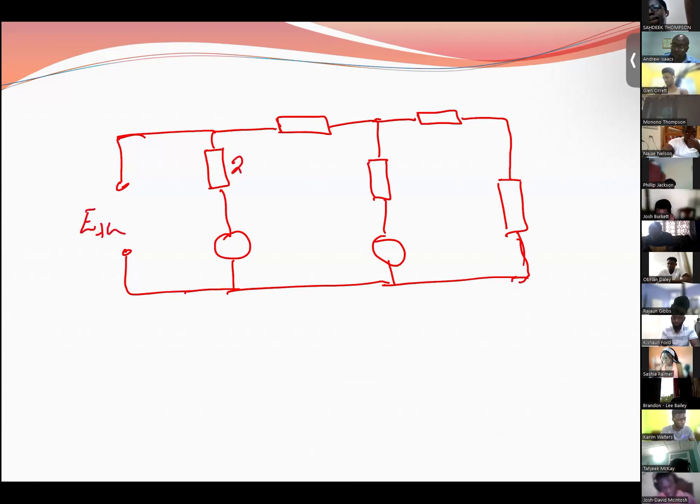The resistors, we have 2 ohms, we have 2 amperes, 5 ohms, 13 ohms, 3 amperes. Okay, so that's our circuit.